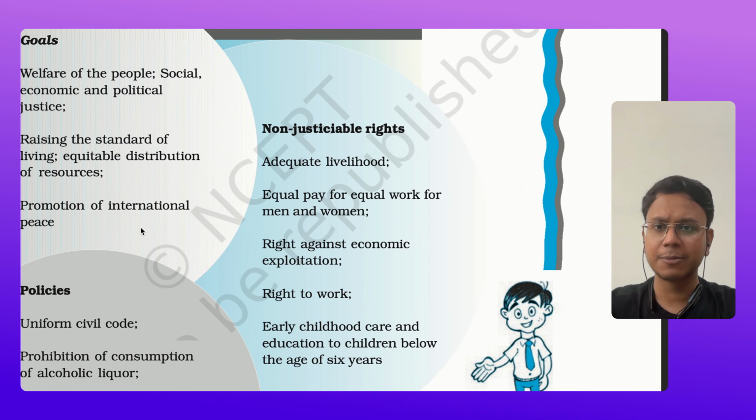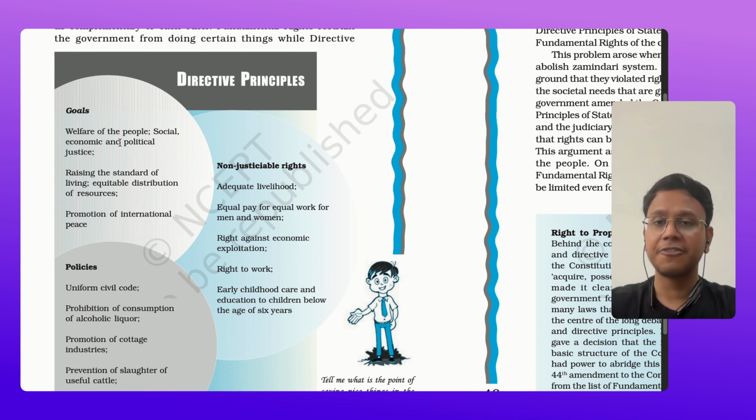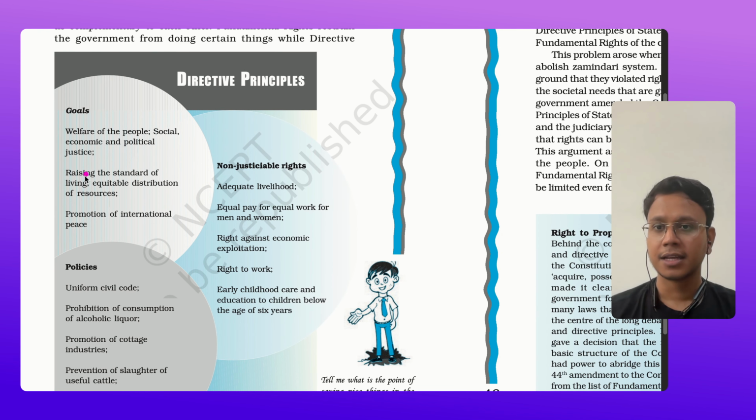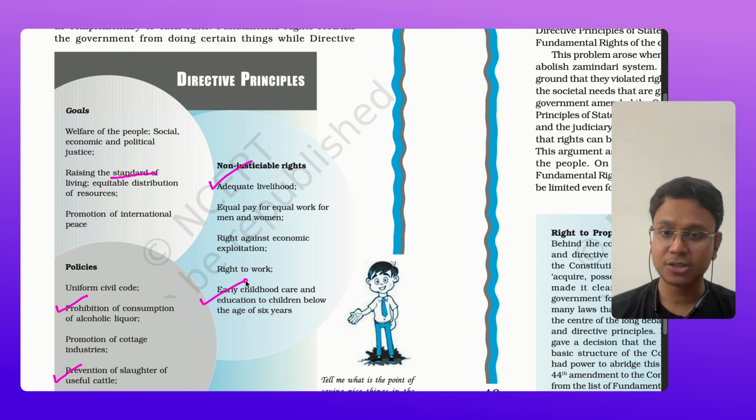So the goal of directive principles is the welfare of the people, raising the standard of life. There are a lot of policies explicitly given. For example, government has to prohibit the consumption of alcoholic liquor. Government has to prevent slaughter of cow. Government has to ensure a uniform civil code. Government has to ensure adequate livelihood and opportunity. Government has to ensure that early childhood care is provided.